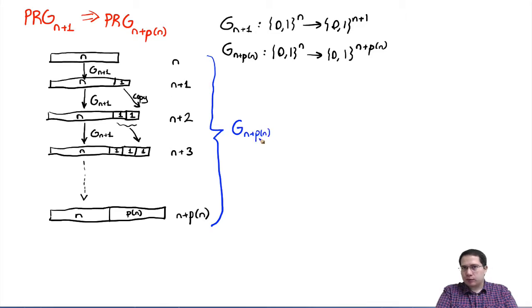Remember, p is a polynomial here. So by running this pseudo-random generator that has n plus 1 bit output p(n) many times, I am going to obtain G_{n+p(n)}. And if this G_{n+1} is a polynomial algorithm, this whole construction will take polynomial time.